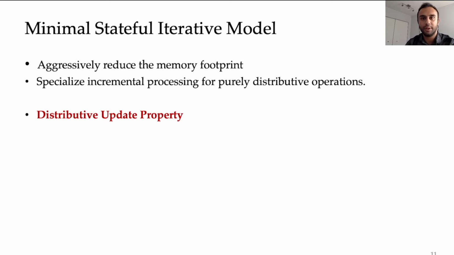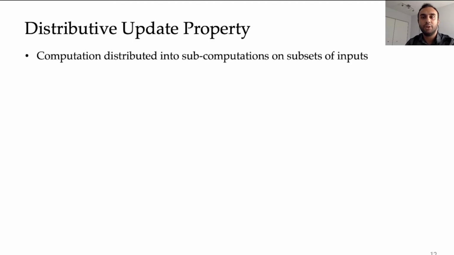Here, we specialize the incremental processing for certain algorithms that involve purely distributive operations, which we model as the Distributive Update Property. So what is the Distributive Update Property? It basically states that the computation for a single vertex can be fully distributed into sub-computations on subsets of its inputs. I'll skip the theoretical details of this property here. If interested, check out our paper.